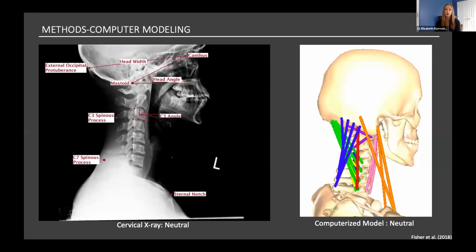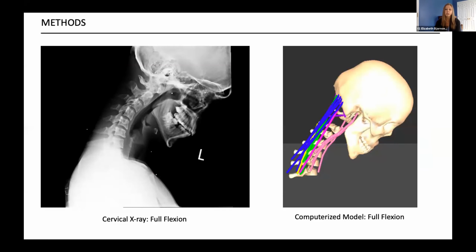Here's an example of what the cervical x-ray would look like in that neutral position. You see the overlay with the individualized landmarks that were used to create the model, and on the right you see that same position as it would look in the computerized model. The same thing here: you're seeing the fully flexed position both on the cervical x-ray and on the computerized model as well.